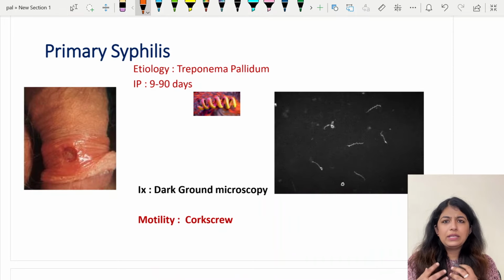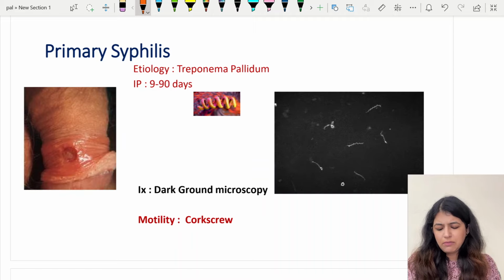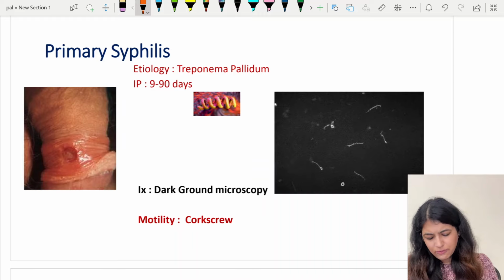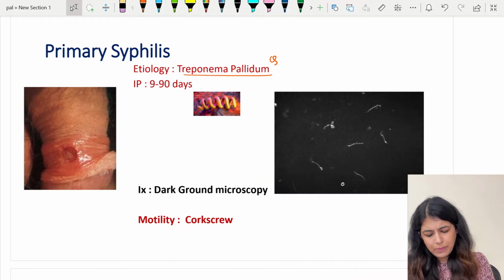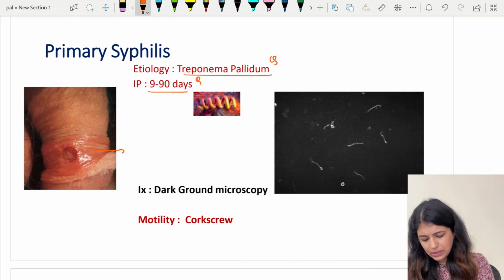Syphilis, when it initially comes to the skin, it presents as a primary syphilis. So the first manifestation here is primary syphilis, which is caused by Treponema pallidum with an incubation period of 9 to 90 days. So when the organism first comes on the skin, it causes primary syphilis, which presents as an ulcer. This ulcer here, as you see in the picture, is a well-defined round to ovoid ulcer.